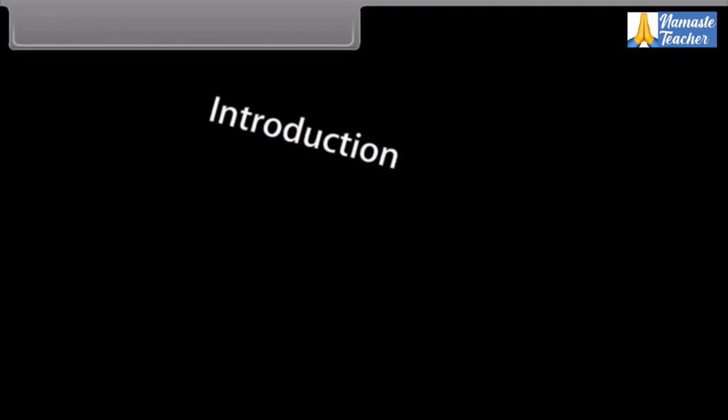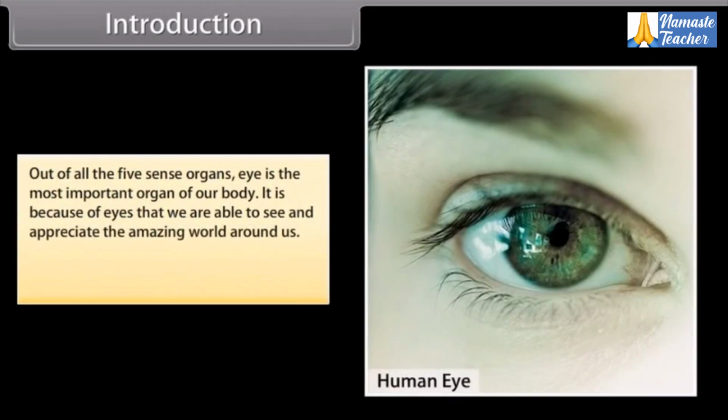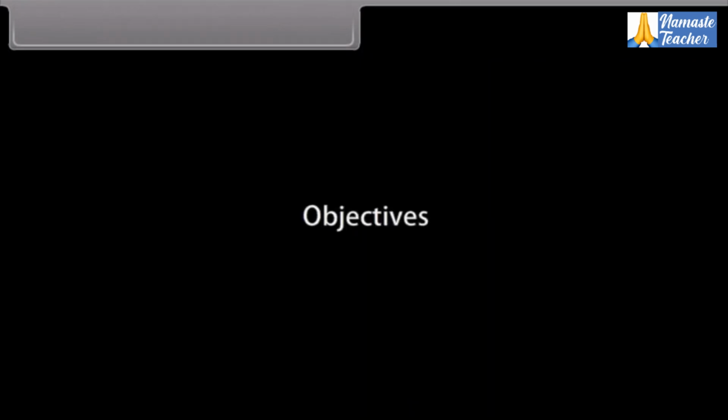Introduction. Out of all the 5 sense organs, eye is the most important organ of our body. It is because of eyes that we are able to see and appreciate the amazing world around us. Our eyes make us see the colors of the world.